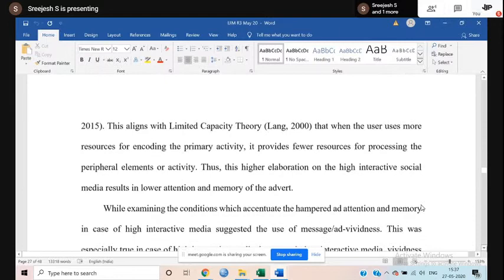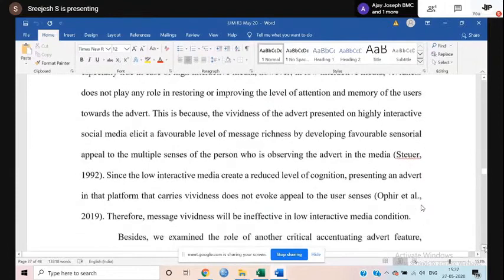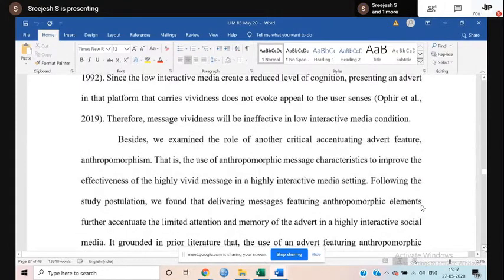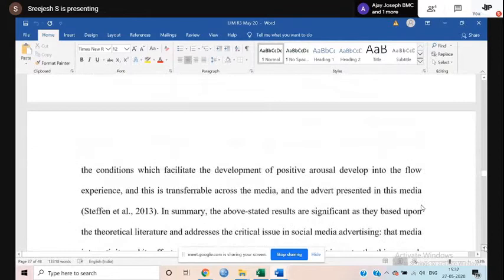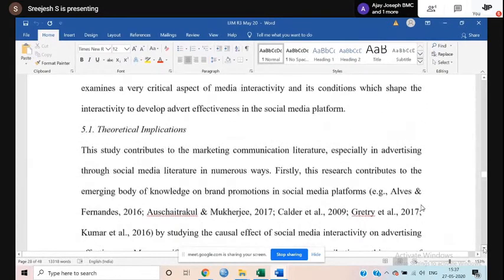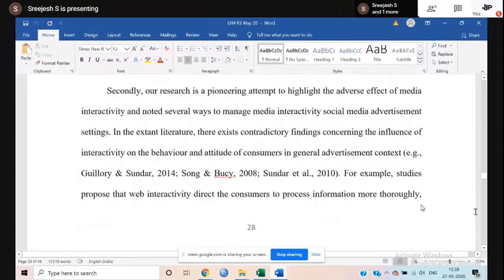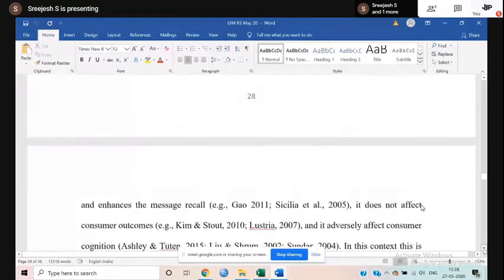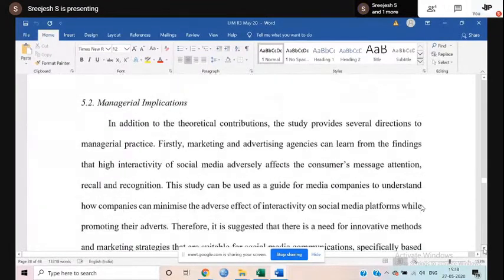Right? And followed by, remember, you can see the literature supporting discussion. So I'm trying to support my study's discussed results by following the existing understanding or diverging from it. I'm just showing how it's different. I almost provided one page, and then I made another section, 5.1 theoretical implication. I provided detail. You can see that the study contributes to marketing communication literature, especially advertising through social media literature, in numerous ways. Then I provided the arguments, first, second, third, and so on. Actually, I provided around 1.5 pages of theoretical implication. And followed by that, you can see that I provided a managerial implication section.